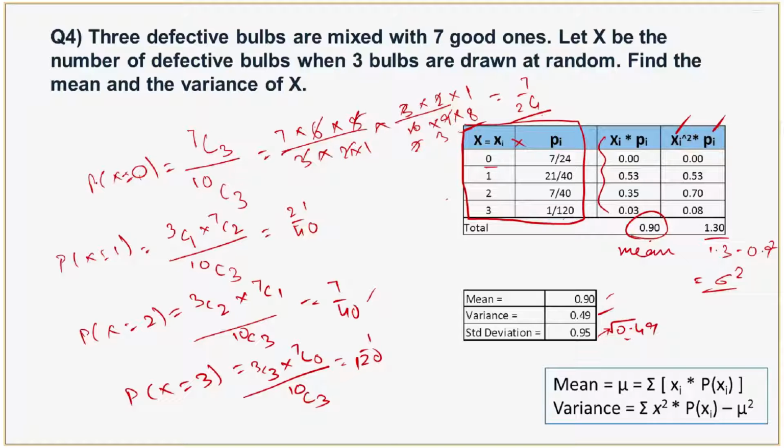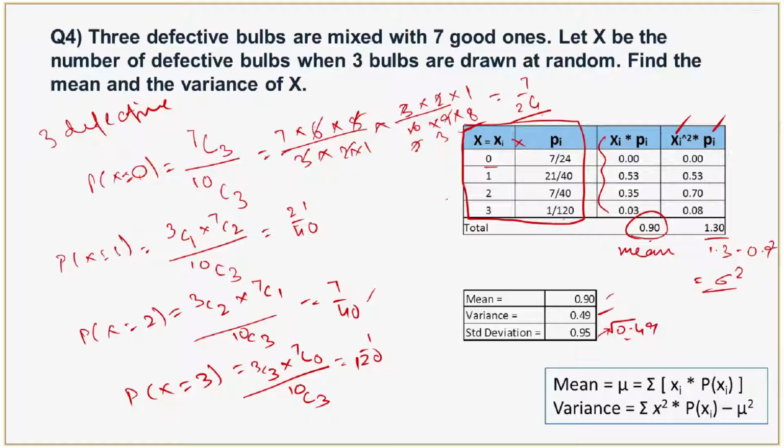So P of x equal to 0 means that no defective bulb is drawn. Okay, so out of the 3 defective bulbs, you're not drawing out any defective bulbs. So out of the remaining 7, you're drawing out 3, divided by the total number of ways, you get the probability of x equal to 0.